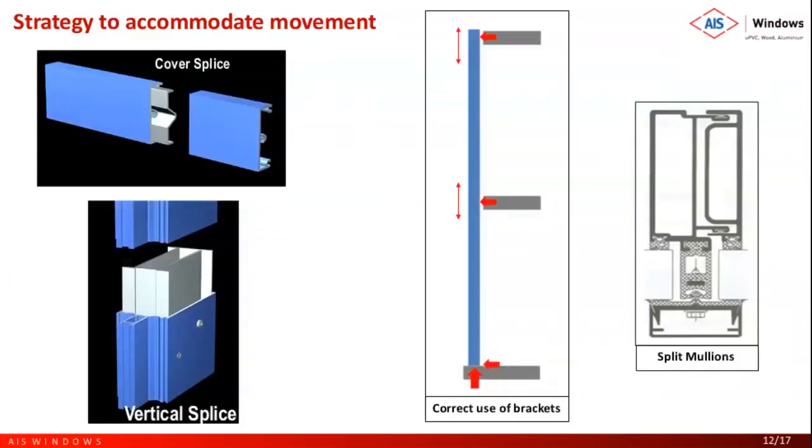This is a very common strategy we follow to accommodate movement in the facade. Like I mentioned, I showed one of the cases where the cover cap was getting disengaged. So cover splices are a very common technique. You provide a splice joint where you provide sufficient allowance so that the thermal expansion and contraction can happen without restricting anything, and then you are always worry free and disengagement, de-snapping of the cover cap never happens.